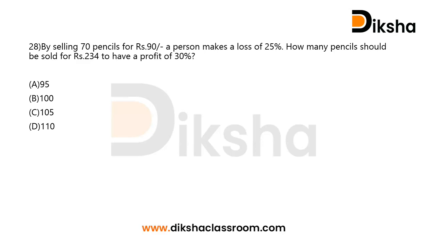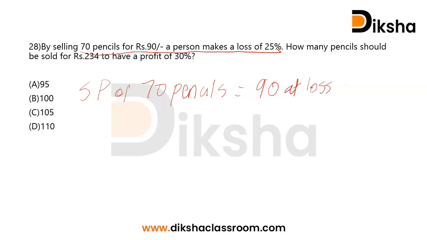Okay, so what's the answer? There are options. Now I will try to do it. Given 70 pencils for rupees 90, loss is 25%. So we have the selling price of 70 pencils equals 90 at a loss of 25%.